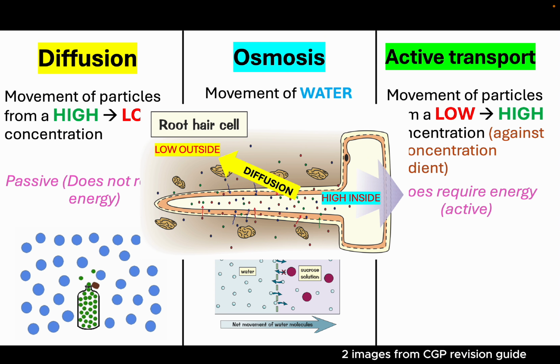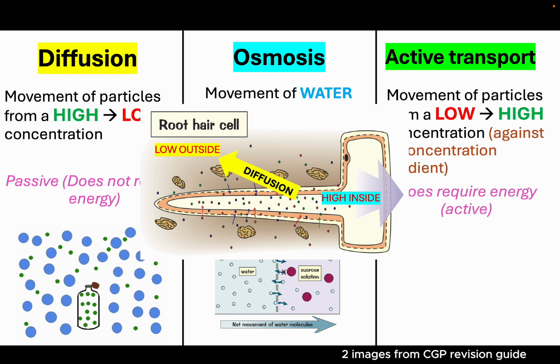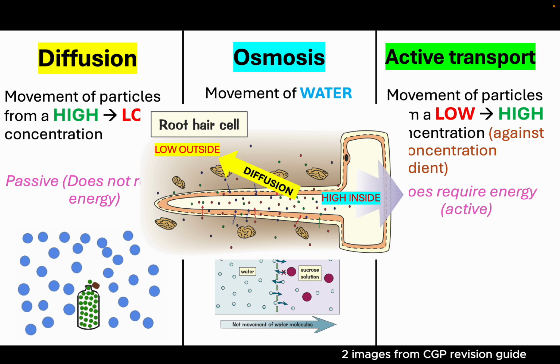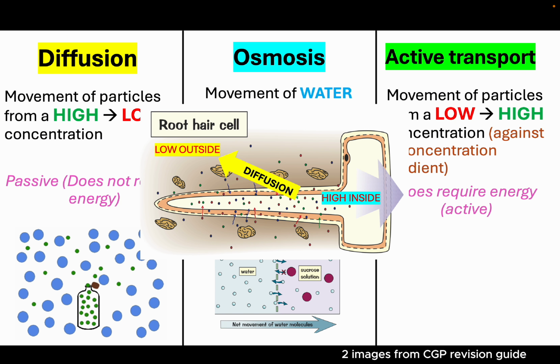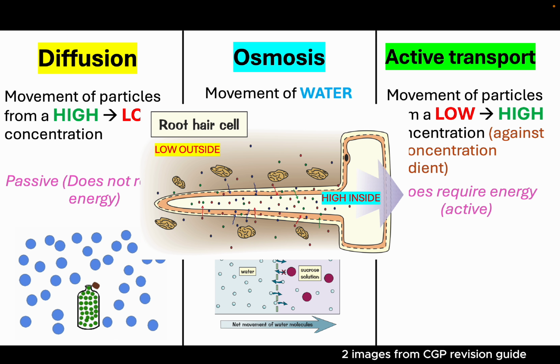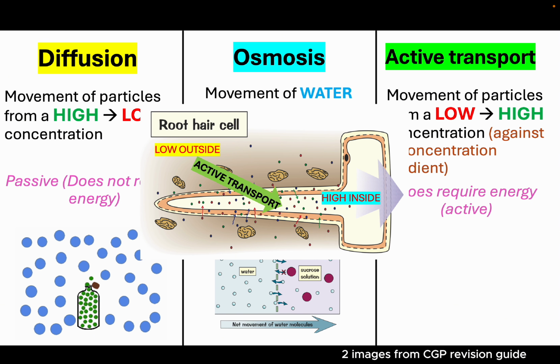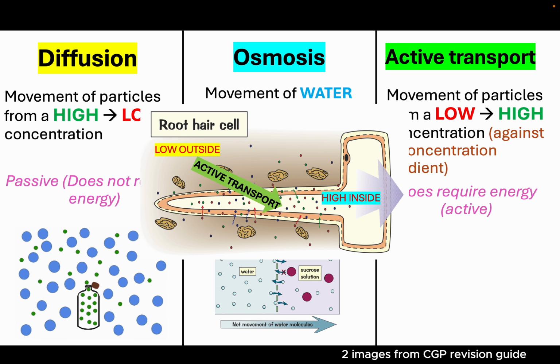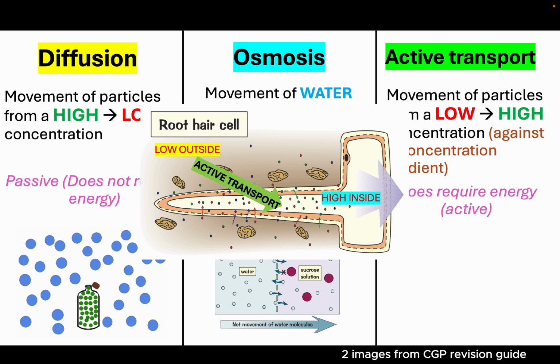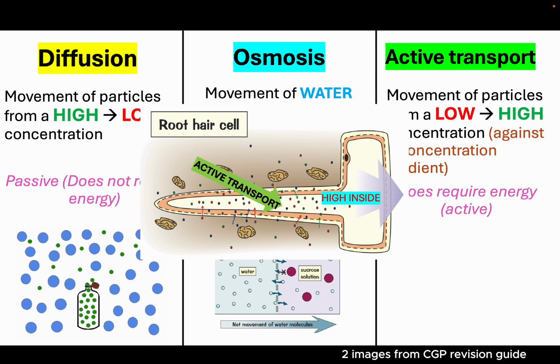According to diffusion, it should move from high to low. But if it did that, then all the minerals would end up leaving the root hair cell, and we don't want that to happen, or at least the plant doesn't. So what happens instead is active transport is used, so then we end up moving the minerals from a low concentration to a high concentration.